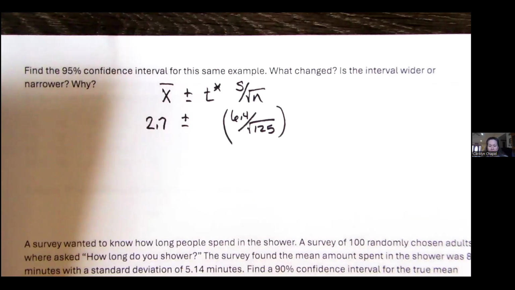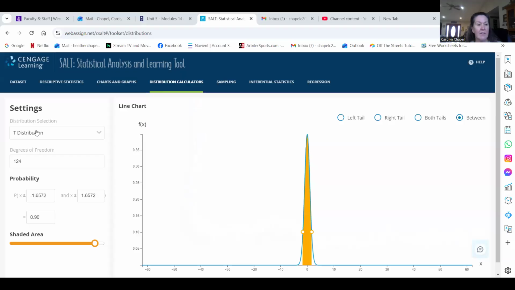So we're going to go to salt and get that T star for the 95%. I should still have everything typed in for this example. So it was 124 was our degrees of freedom, the n minus 1. And we're changing from 90 to 95. You'll notice our thing does get wider. Not a lot wider, but a little bit wider. So we got 1.9793. Okay, I've got that value.